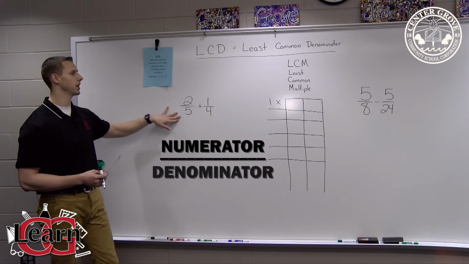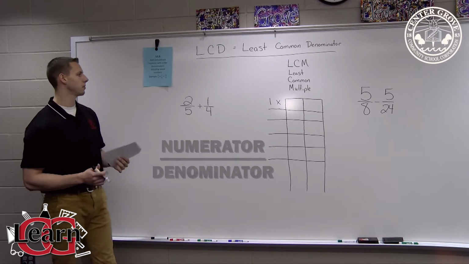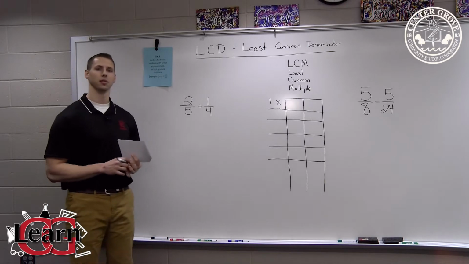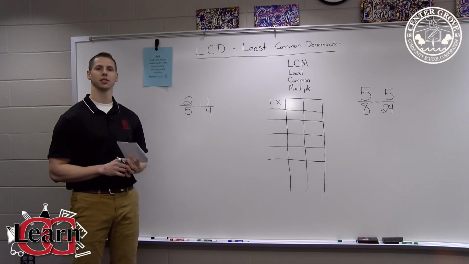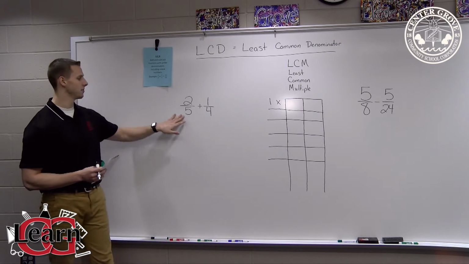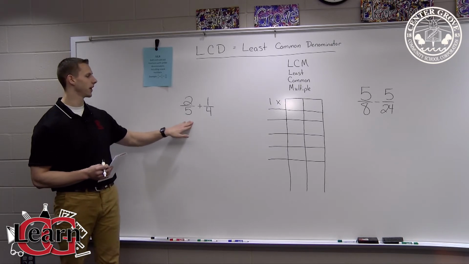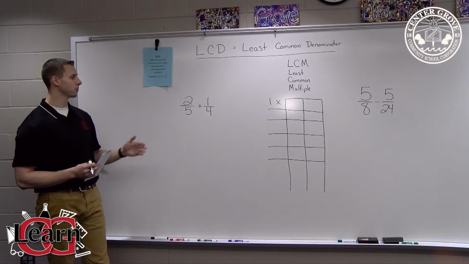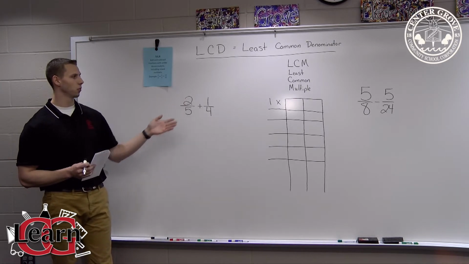and the bottom number of your fraction is called a denominator. So today, one of the biggest things that I focus on with my students is whenever we are adding and subtracting fractions, we have to have a common denominator, meaning that that denominator has to be the same for both fractions. So if you're looking at this problem here, we have 2/5 plus 1/4.